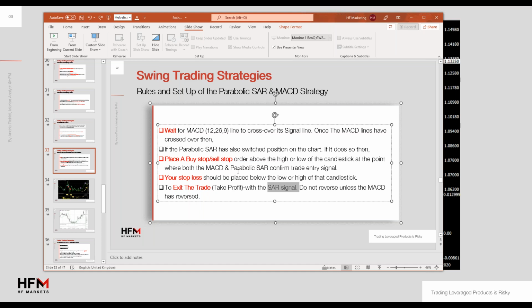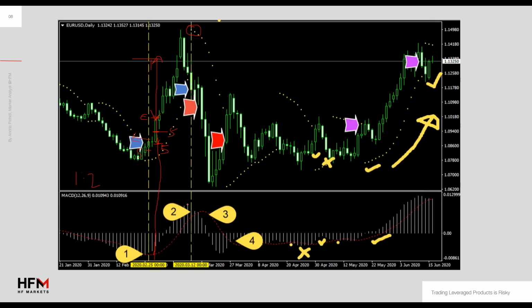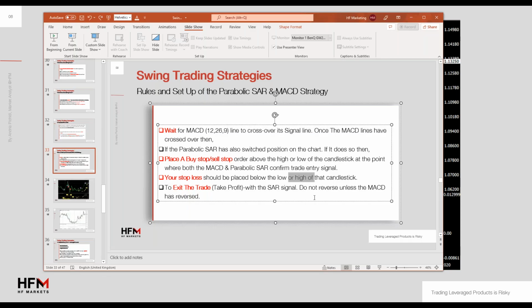Now, for a short position, the entry will be below the low of the candlestick, and the stop loss will be above the high of the candlestick. And an exit will be again as soon as parabolic SAR changes, and if MACD has reversed as well, that's even better.